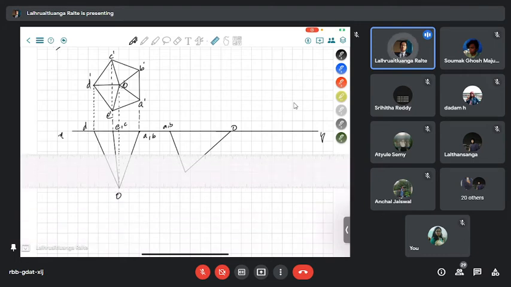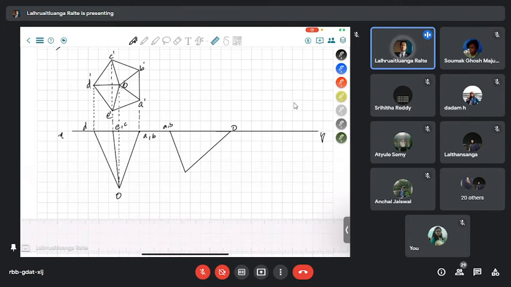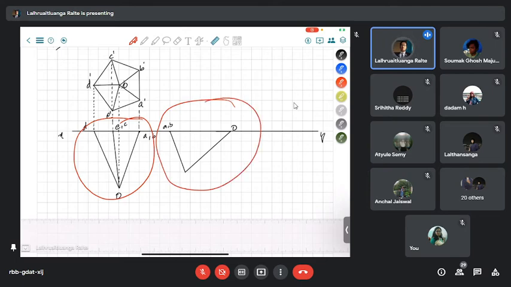I hope everyone follows me and knows how to replicate this. I am simply replicating this into this, and I am taking this particular line as this particular line, because this particular line is representing this face which is going to rest in the VP, vertical plane. So this is the line that is coordinating each part of the drawing.